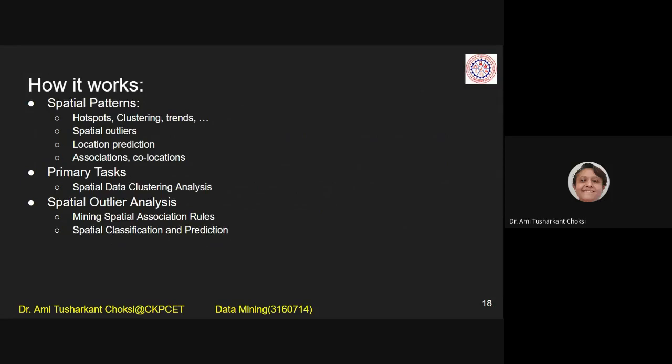So here what we consider is spatial data clustering analysis. That is based on spatial data. It has map coordinates, that is, latitude and longitude, right? So based on that data we do the clustering analysis, fine. Then spatial outlier analysis, that means mining spatial association rules and spatial classification and prediction, right? So this is what we use in spatial mining.